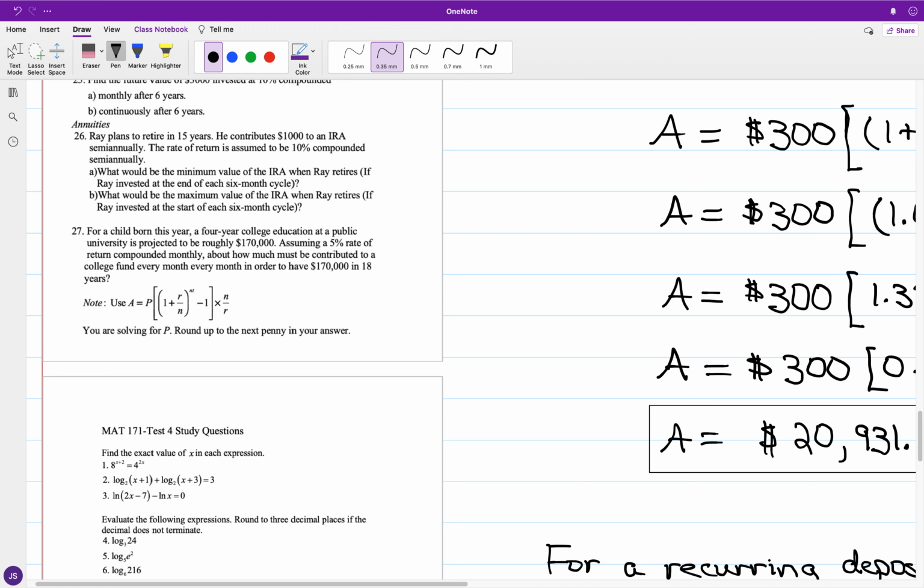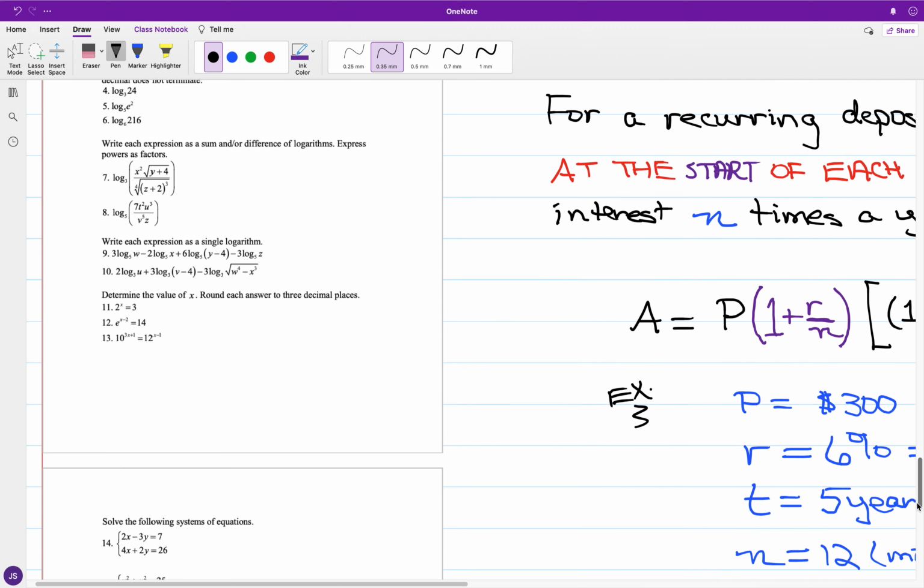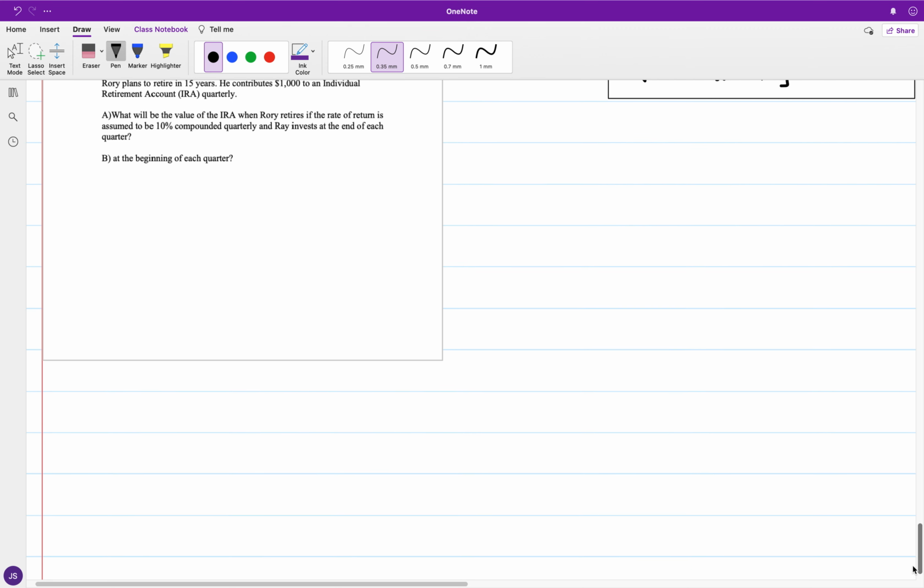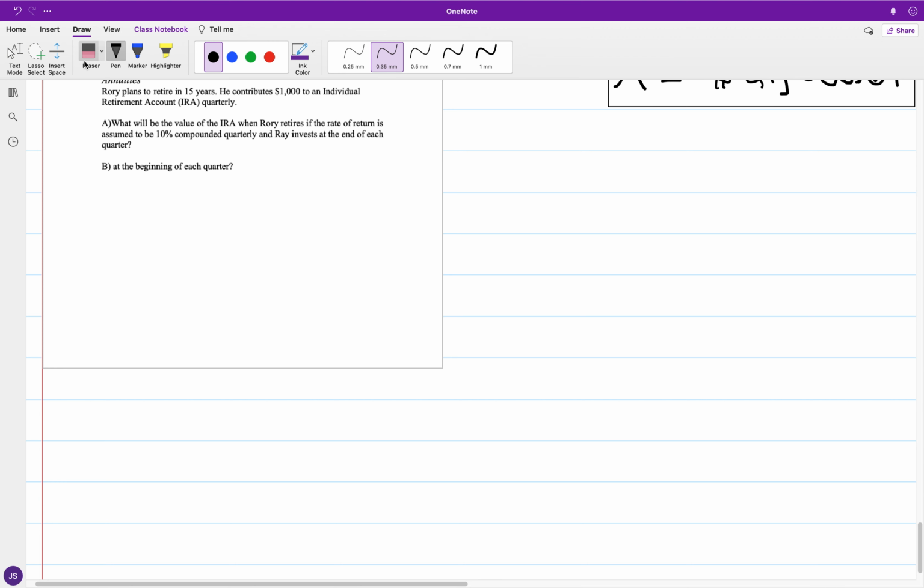In part B, if Ray had invested at the start of each 6-month cycle, what would the maximum value be? So in part A, you're looking at maybe the end of June and the end of the year for the investments, whereas with the maximum, you have maybe close to January the 1st and July the 1st, where you might have a bit of a difference in both cases.